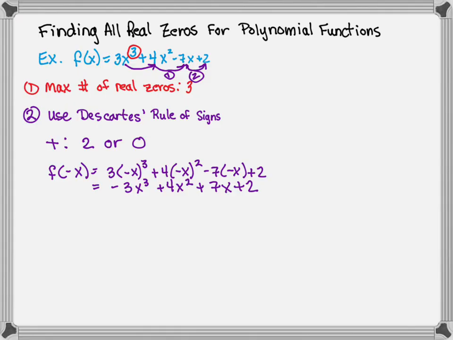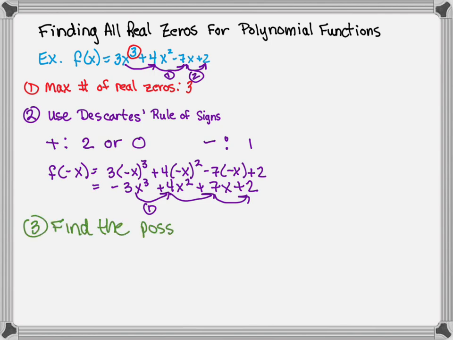And now we'll count the sign changes here. So we go from negative 3 to positive 4, that's our first sign change. We go from positive 4 to positive 7, there's no sign change. And from positive 7 to positive 2, there's no sign change. So for negative real zeros, we'll have 1.